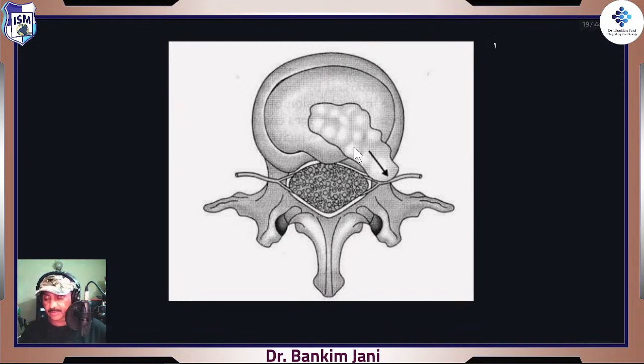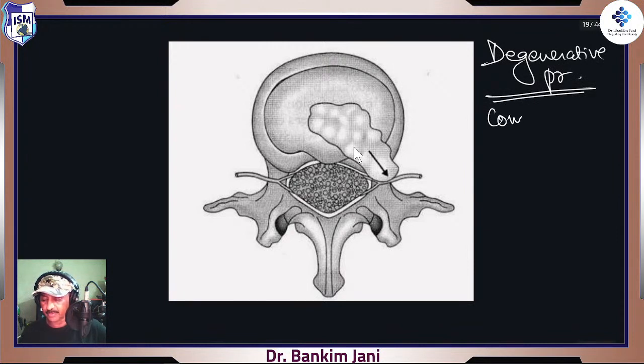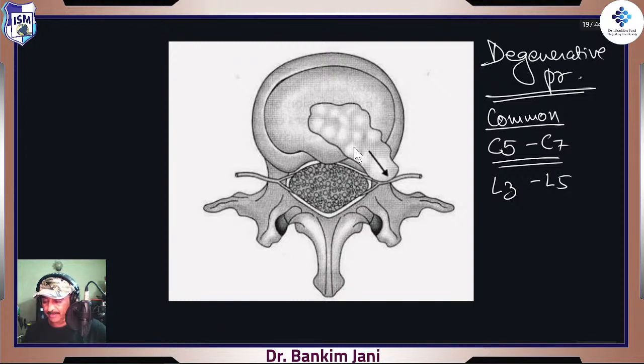So it is a degenerative process, and when the disc degenerates, it is very common in two regions. One between C5 to C7, that is cervical, and the lumbar, L3 to L5, that is between L3, L4 or L4, L5. They are very common. Now, I'll tell you something very interesting about it.